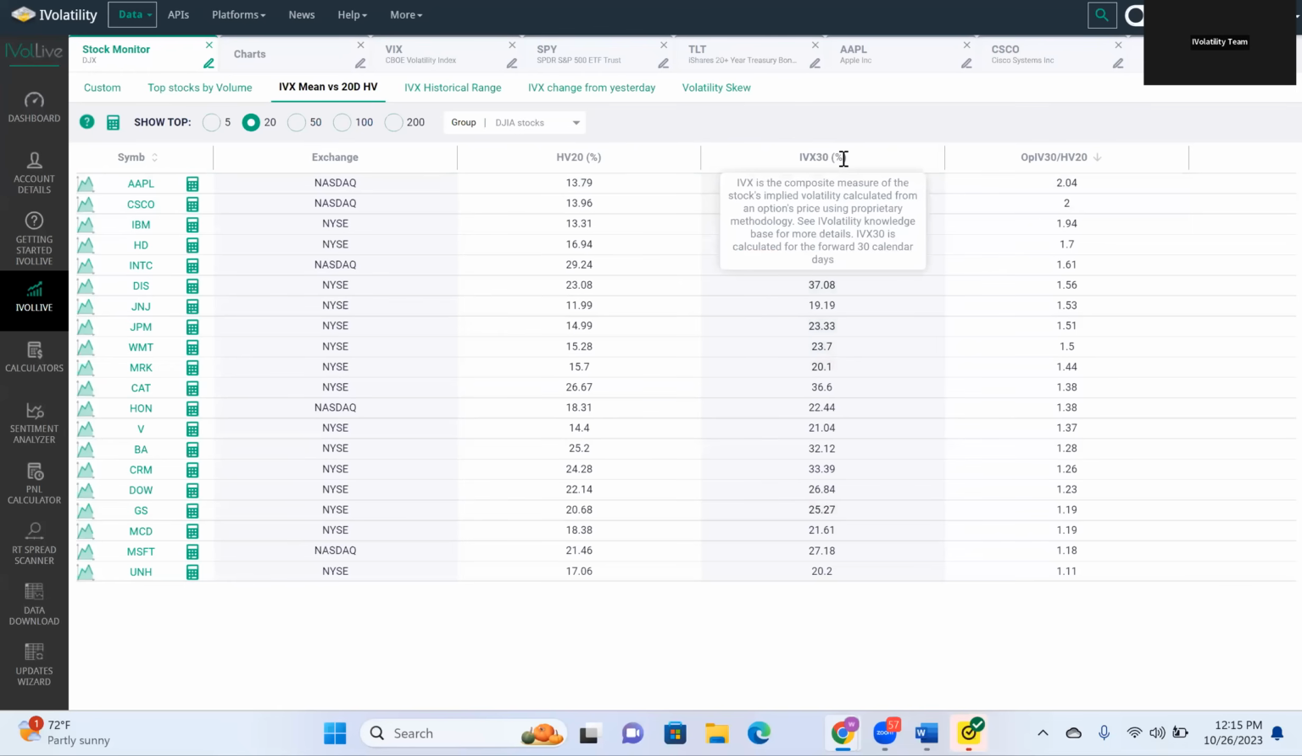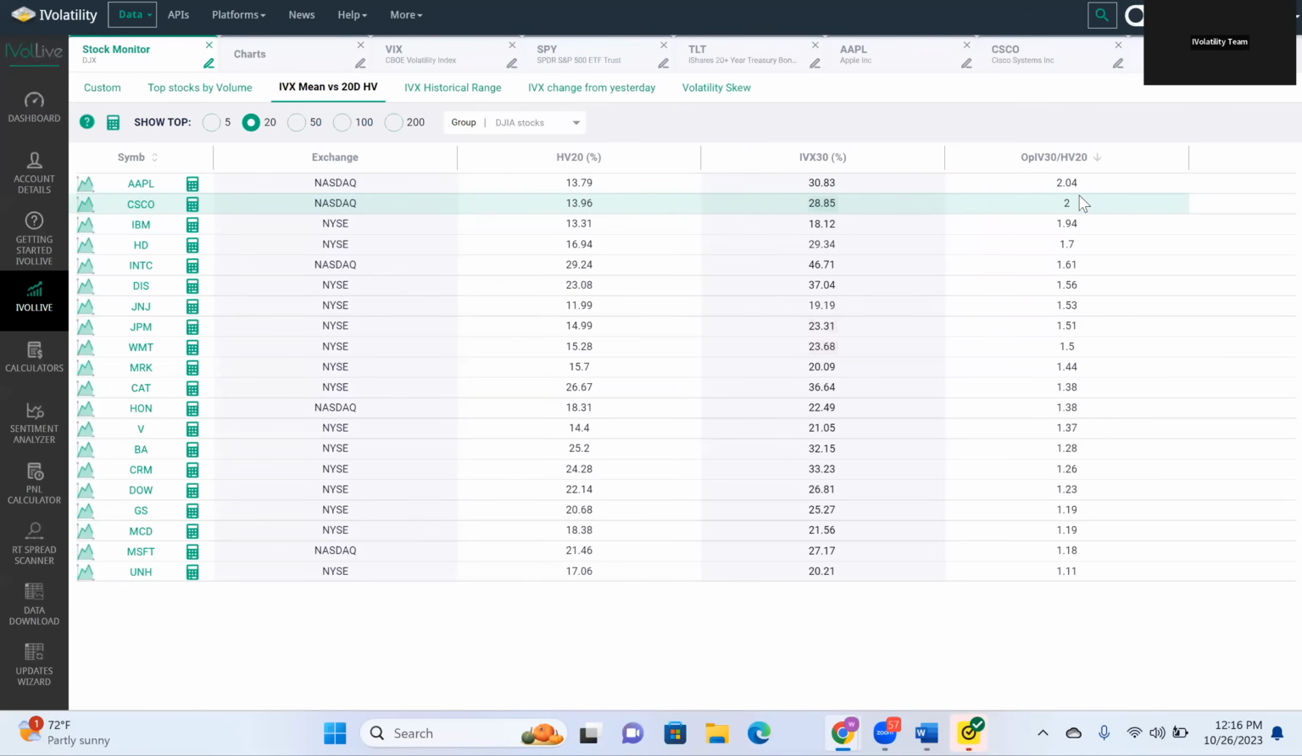Now, on the other hand, when we look ahead, its implied volatility, IVX, is looking at the next 30 days, so that includes weekends. So IVX 30 and HV20 is apples to apples. It's 20 trading days for both. But we can see the future is about twice as volatile as the past with Apple, which is interesting. Same thing with Cisco. And that's signaling to us that something is going to happen. Either Apple's going to go higher or lower, or Cisco's going to go higher or lower, but there's going to be some kind of action in these names because of this discrepancy.